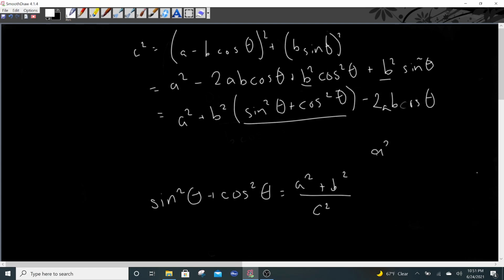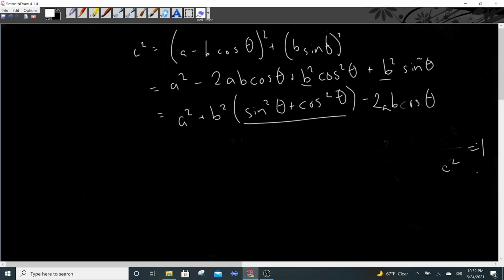And then, obviously, this looks pretty similar to our Pythagorean's theorem, which, need I remind you, is A squared plus B squared equals C squared. So, if we were to divide both sides by C squared, we would have A squared plus B squared over C squared is equal to 1, because C squared over C squared is equal to 1. So that's just a small little proof of why sine squared theta plus cosine squared theta is 1.